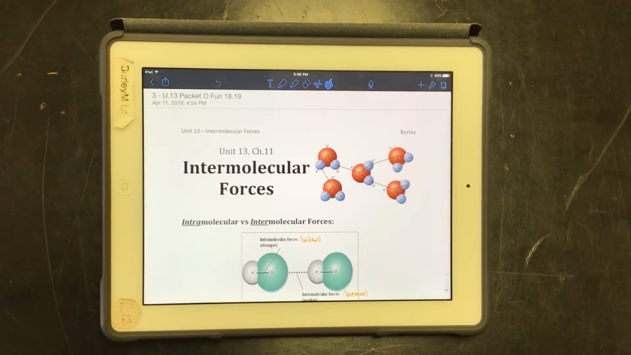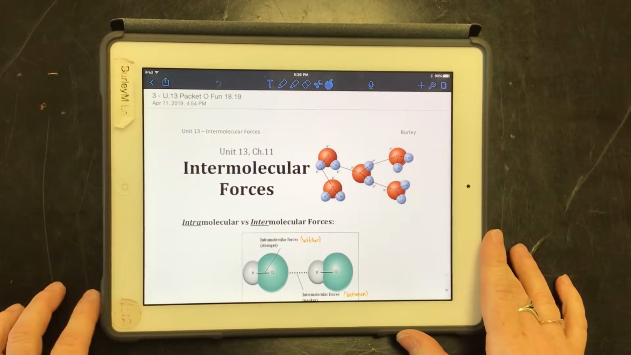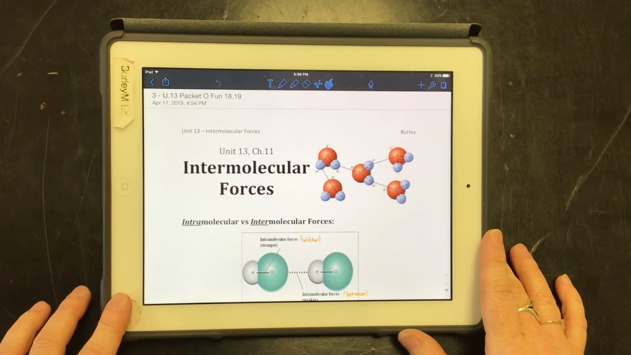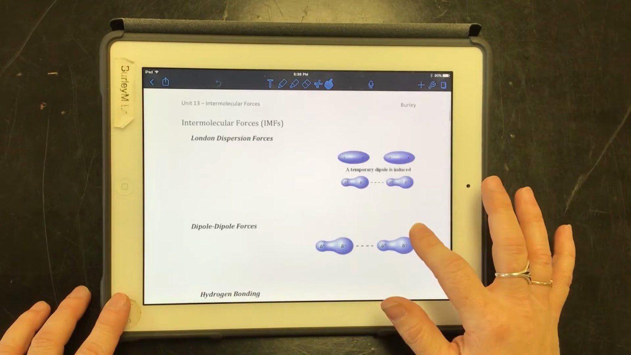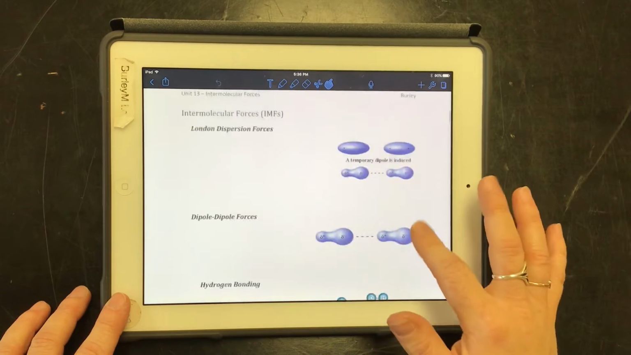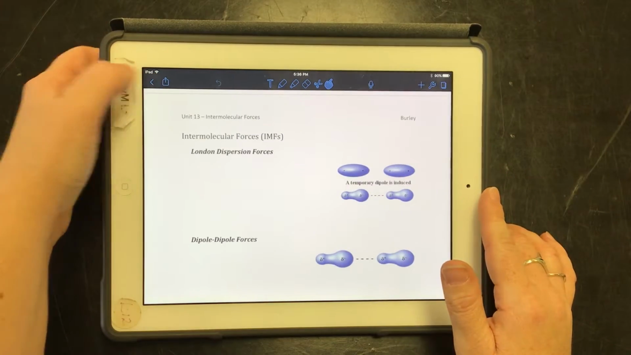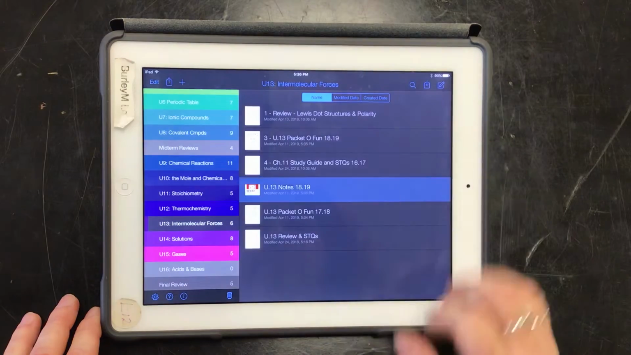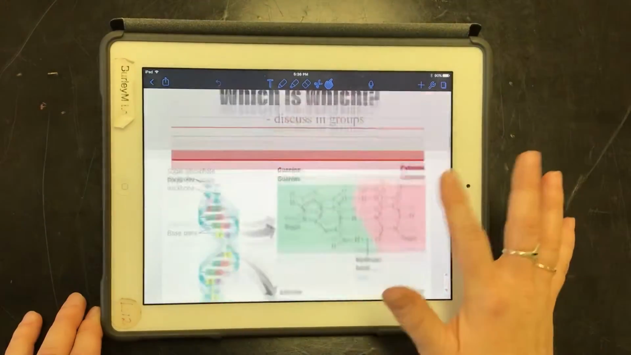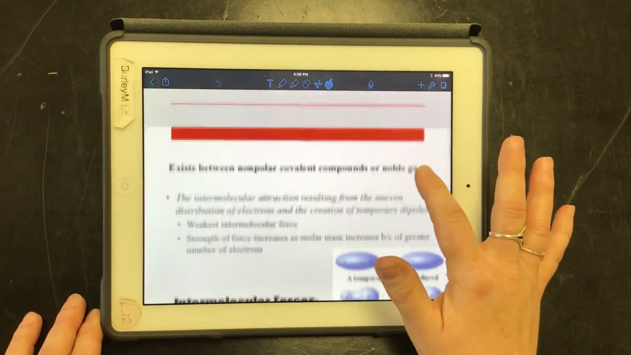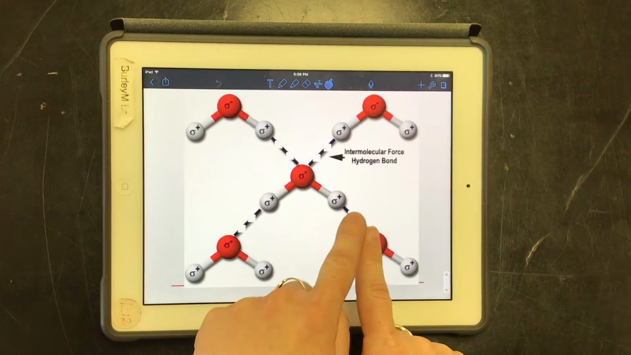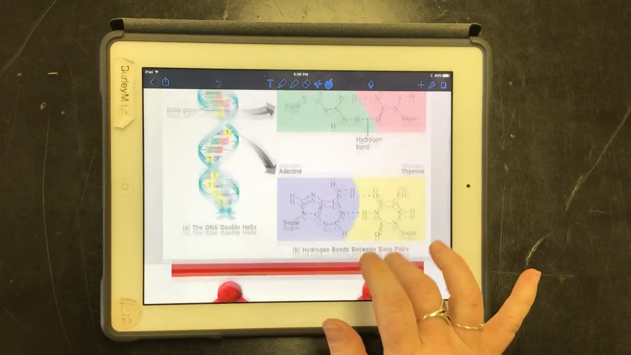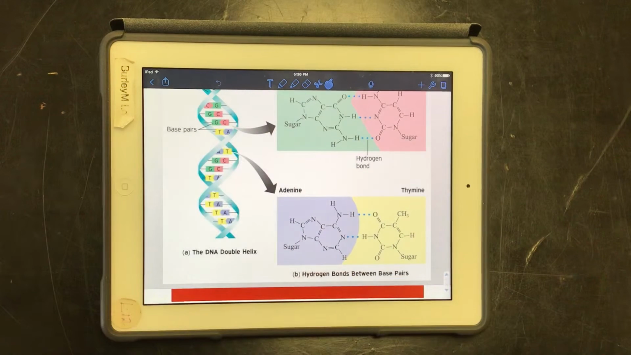Hi everyone. In this video we're going to be talking about the different types of intermolecular forces, and you should be taking notes on page 2 of your packet of fun as I go through each of these. So recall that intermolecular forces are the force of attraction between molecules. Now we're going to be talking about 4 types.